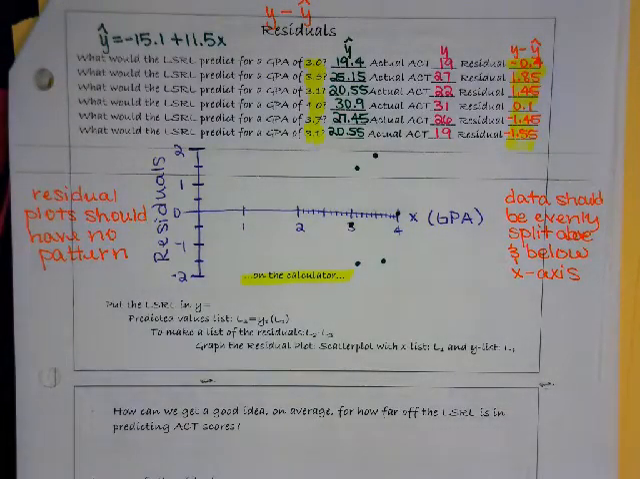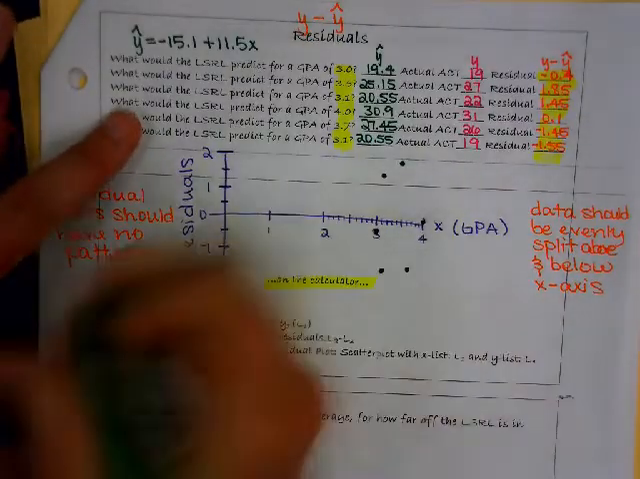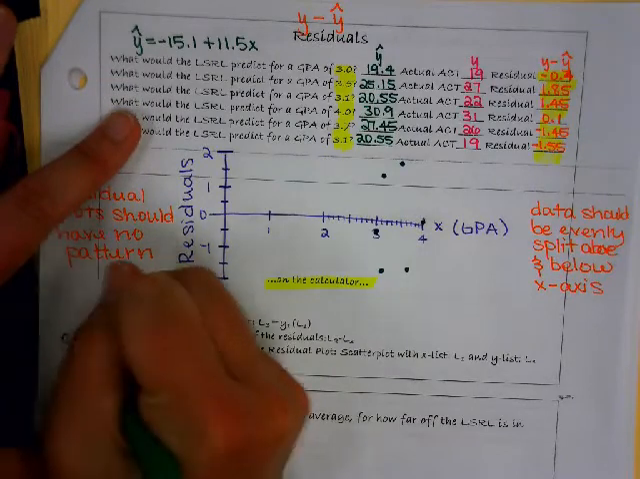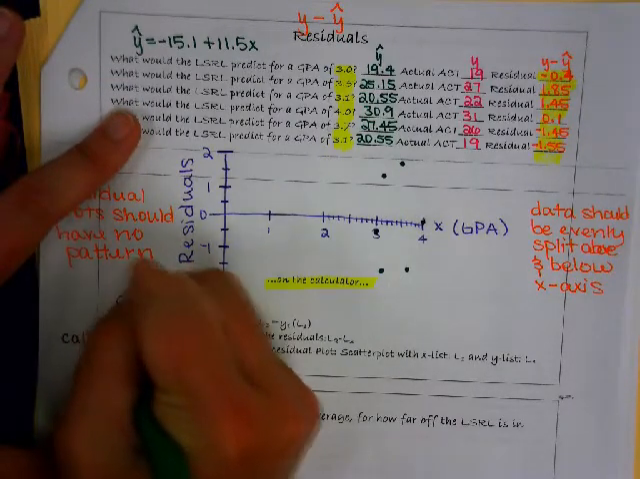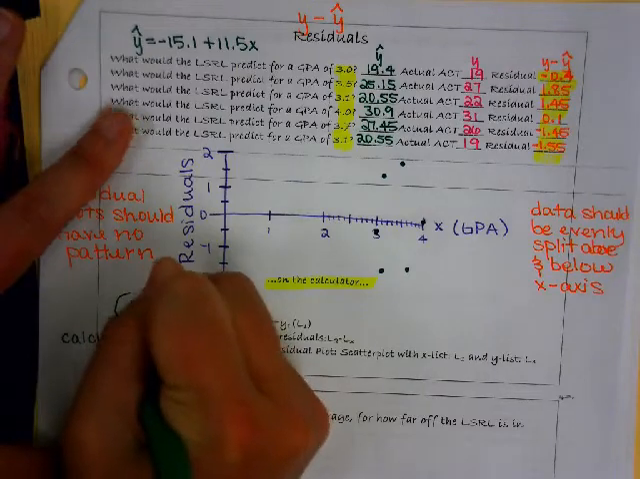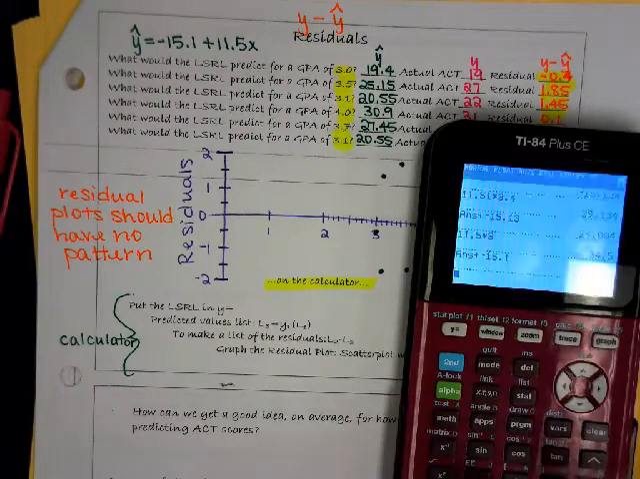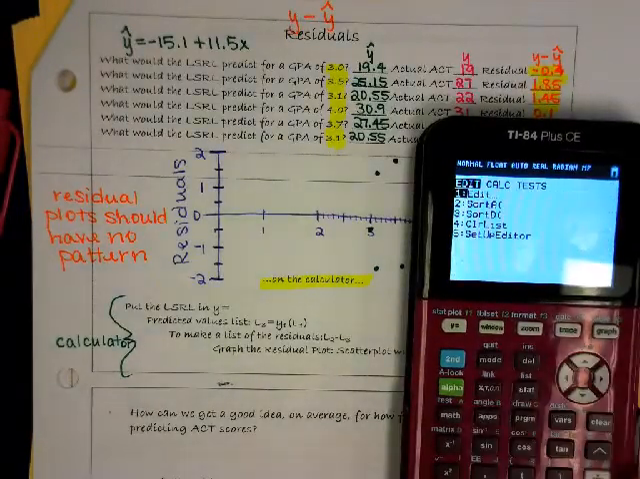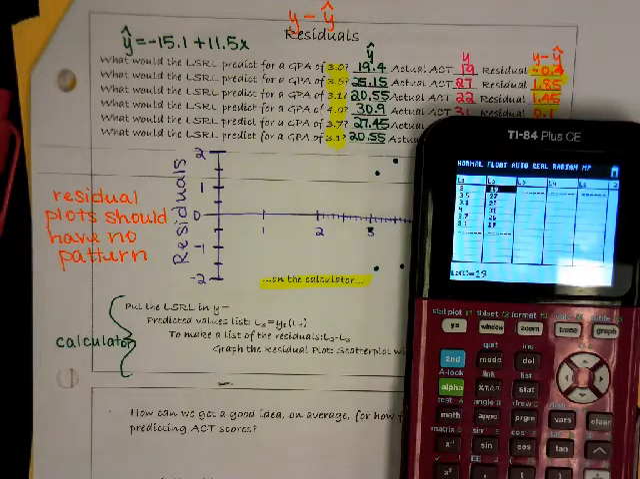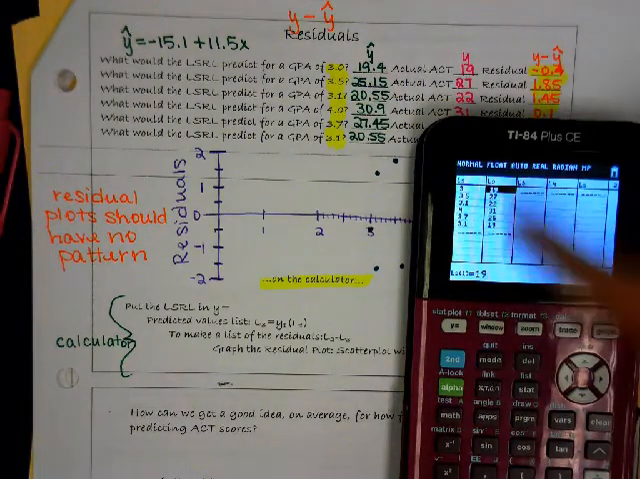Are we alright? I did write out the steps, at least what I thought made sense. These are the calculator steps. So you should have the data in there already. So we have our data in there, right? I have my GPA in list 1, ACT in list 2. So the first thing we want to do is go to y equals, and we're going to type in our least squares regression line.